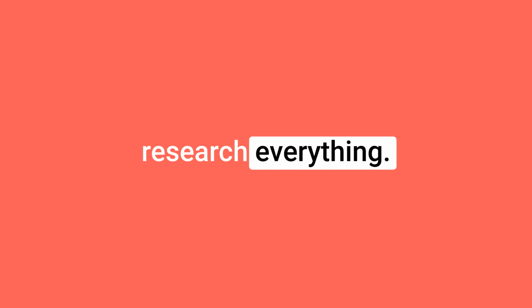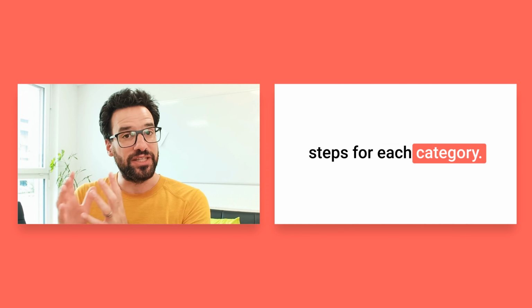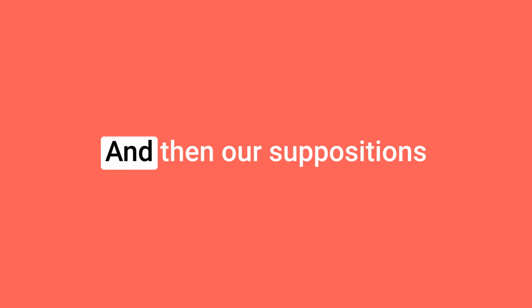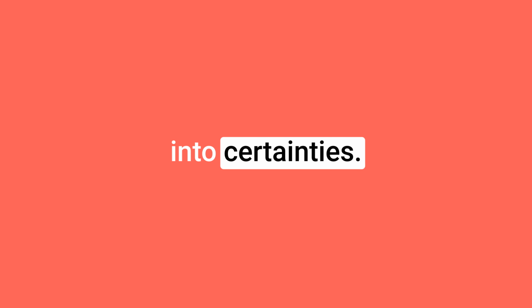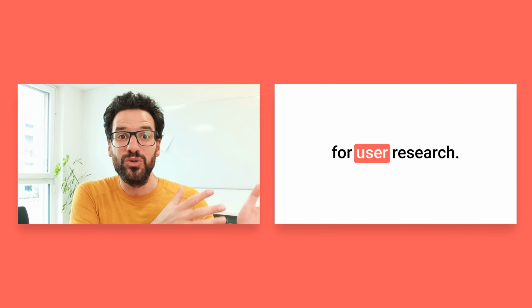These are your certainties. It's a good exercise because it shows you that you don't have to research everything. Over the years, you have already gathered a lot of certainties. It's always motivating to see that you don't have to start from scratch. This mapping shows us what are the next steps for each category. We want to transform our doubts into suppositions, and then our suppositions into certainties. Think of it like your Kanban or Trello board for user research.